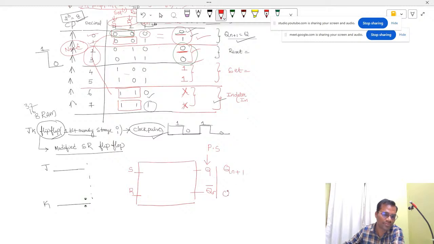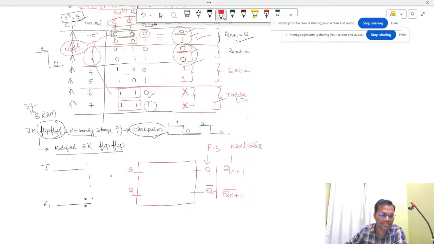What is the next output? Qn+1 and Qn+1 bar. So these are called the next state. Already I have shown you the diagram of the sequential circuit. The combinational circuit will be there with feedback, and this feedback is given by Q and Q bar. So now how to connect this?